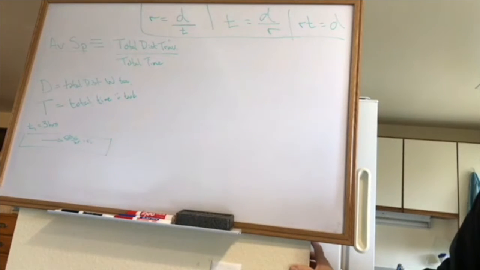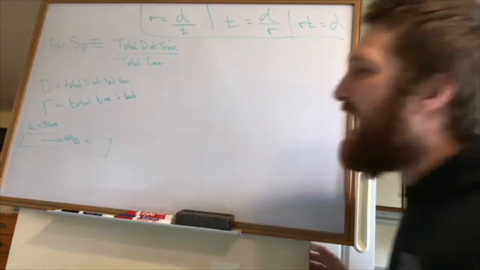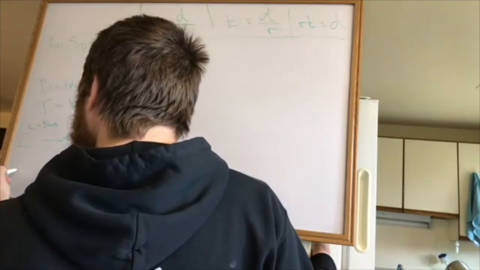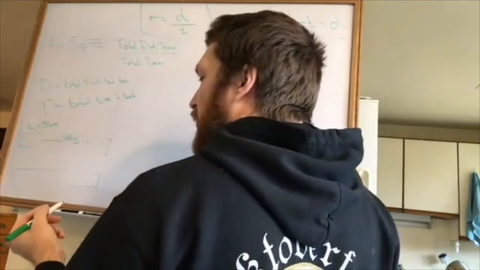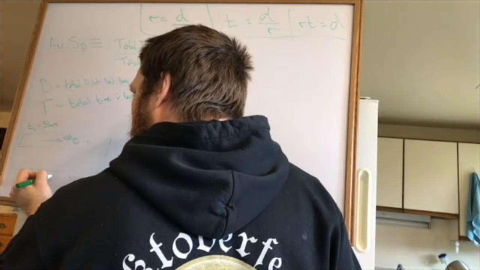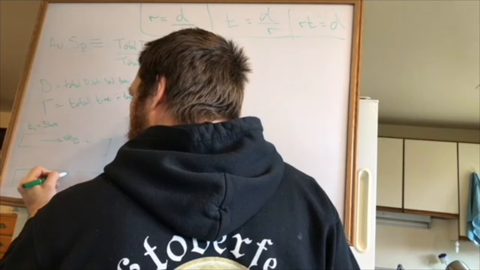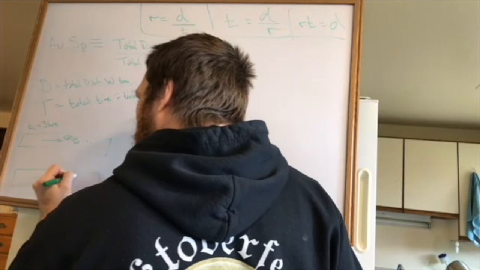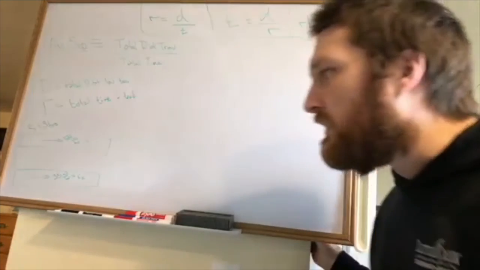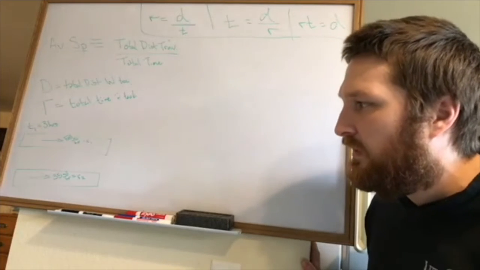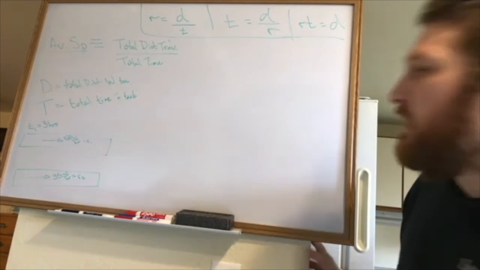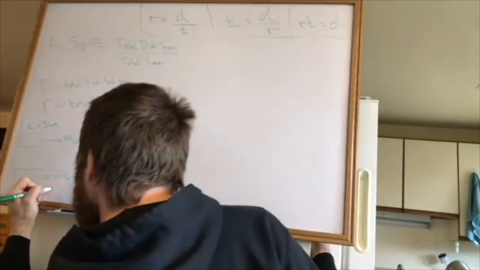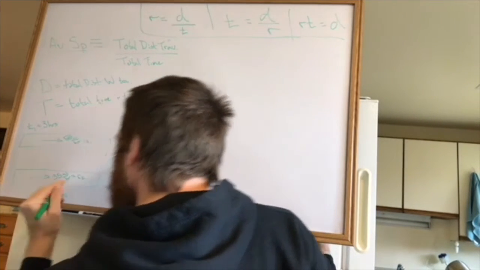Now, later on, it said he then drove 10 miles in the city at 35 miles per hour. So he's driving at a rate of 35 miles per hour. I'm going to call that rate 2, his second speed. And he drove a total of 10 miles. So this distance right here is 10 miles.